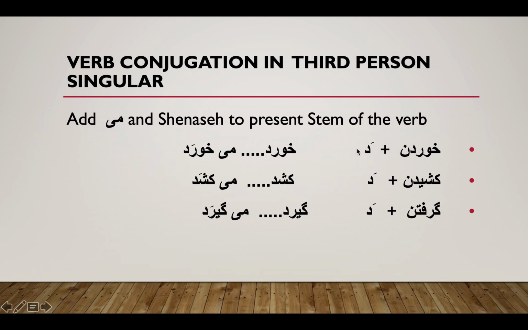And then here, for third person singular, we should add ad, and then we have the present stem, and we add me at the beginning. As you see here, for third person singular, this should be added, but since we have dal here, this is not shown as a double d. One of them is enough.